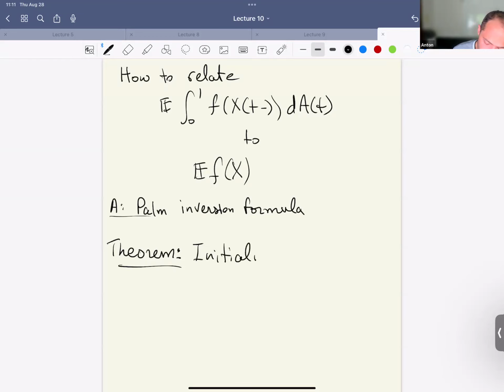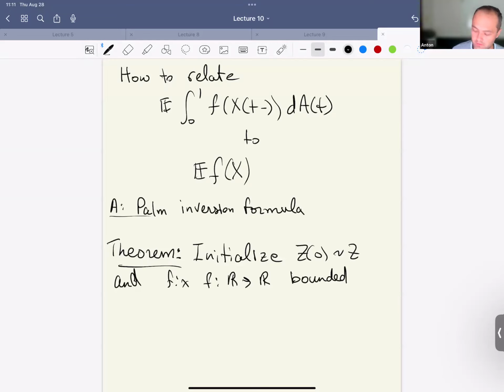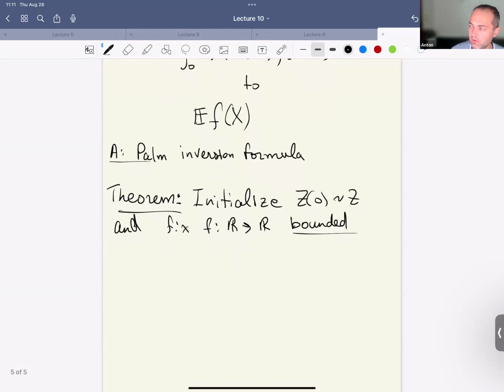So initialize Z naught, our workload, according to its stationary distribution, and fix f from R to R. I'm going to call it bounded, for simplicity and for the sake of time, but I'll make a quick comment on how we can relax this. It'll again be some integrability conditions.